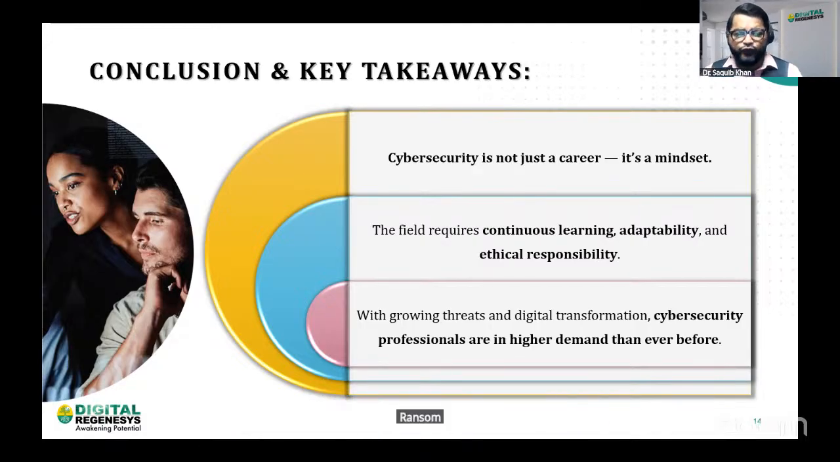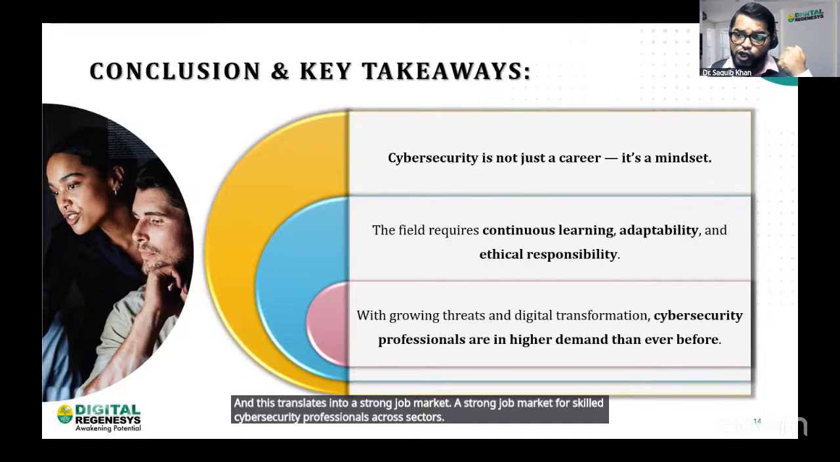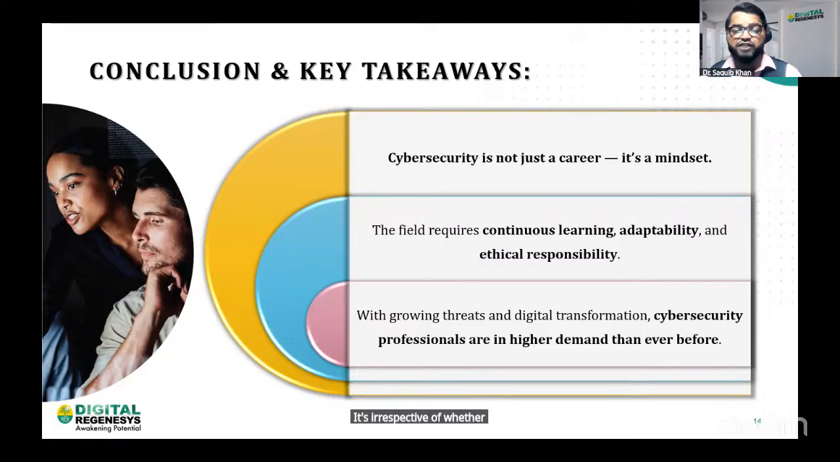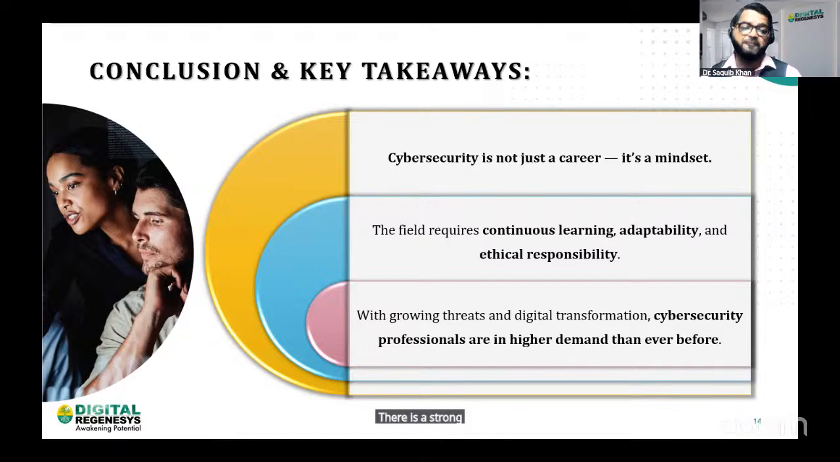Ransomware, phishing, data breaches, nation-state attacks, all these are everyday headlines across the globe. And this translates into a strong job market for skilled cybersecurity professionals across sectors. Irrespective of whether you are in marketing, finance, healthcare, government, or tech, there is a strong job market.